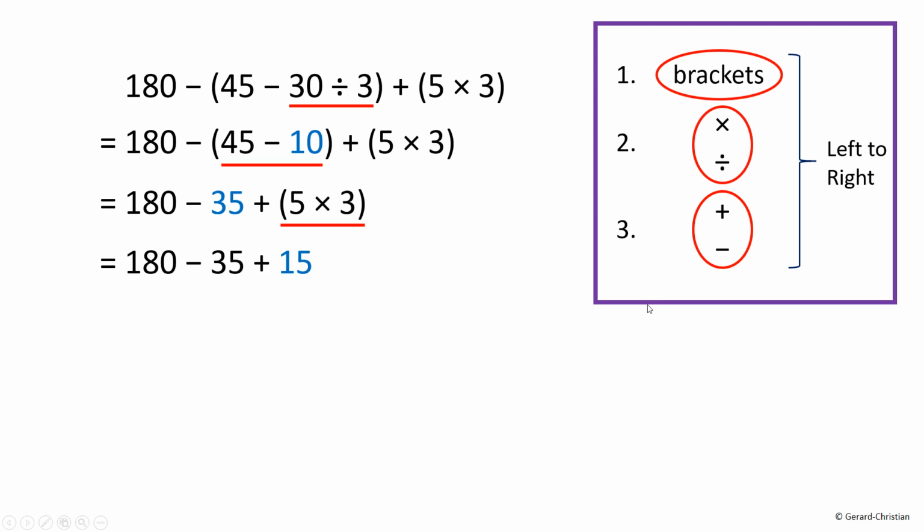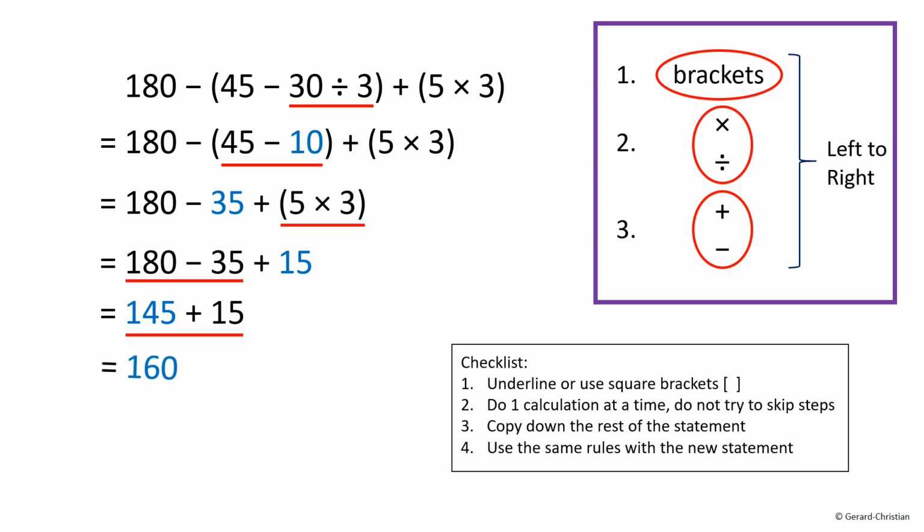Don't skip steps. Now some people might take 35 plus 15. You realize you get an answer very different from what my answer is going to be. Always solve it from left to right. 180 minus 35, you get 145. You copy down the 15. When you do it, you're going to get 160.